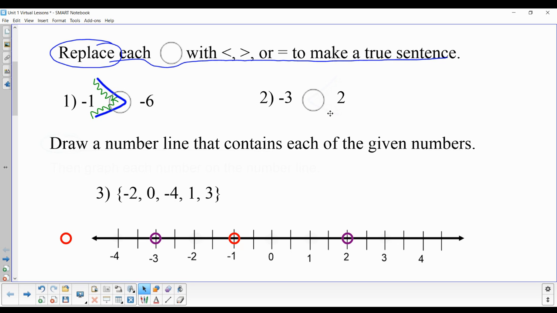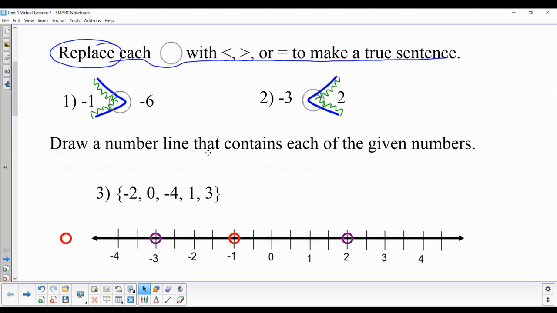So we use a less than symbol. Negative 3 is less than 2. All you have to remember is that the mouth of the symbol opens towards the 2. Again, the alligator eats the bigger number. So that's comparing integers. Next, we're going to go over graphing integers.